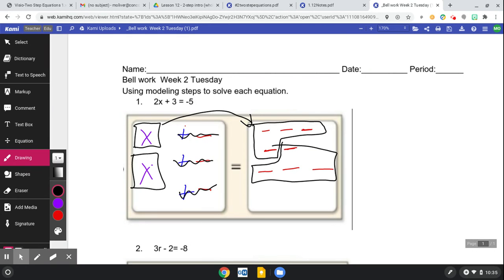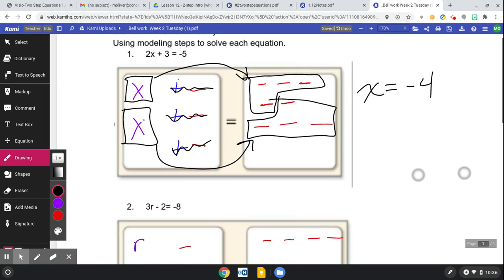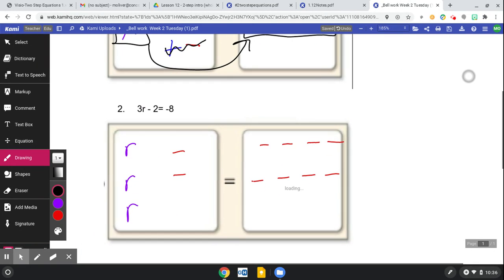This equals the -4, and that x equals that -4. So we could say x equals -4. That is how you would model this with solving. Okay, that's what we did yesterday, so if you needed a quick review.